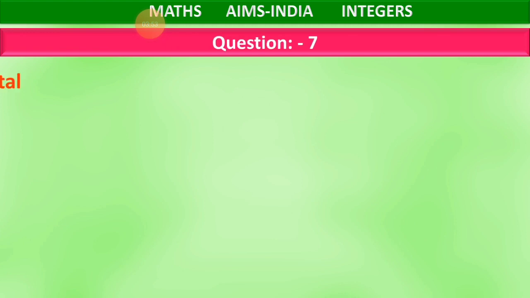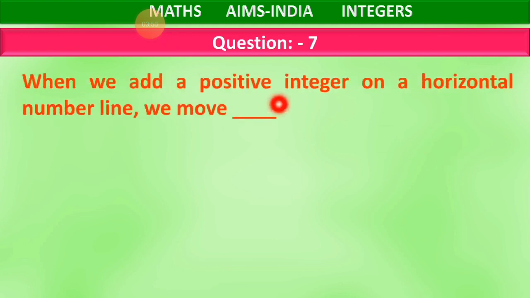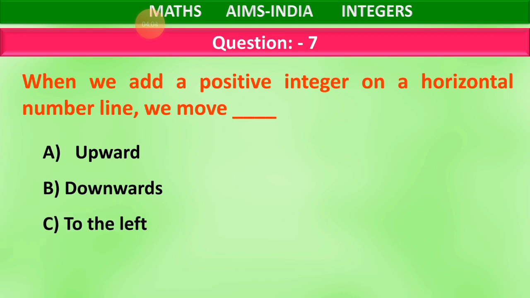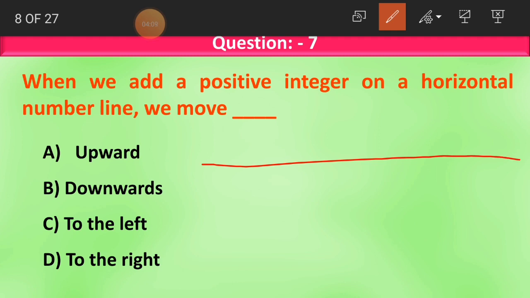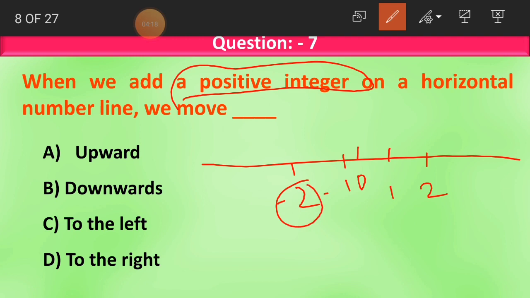The next question is question number 7. When we add a positive integer on a horizontal number line, we move A. Upward, B. Downwards, C. To the left, D. To the right. Now let us take a horizontal number line. I'll take -2 and then add the positive integer 3 to it. 1, 2 and 3. The answer will be 1, right? -2 plus 3 is equal to 1.